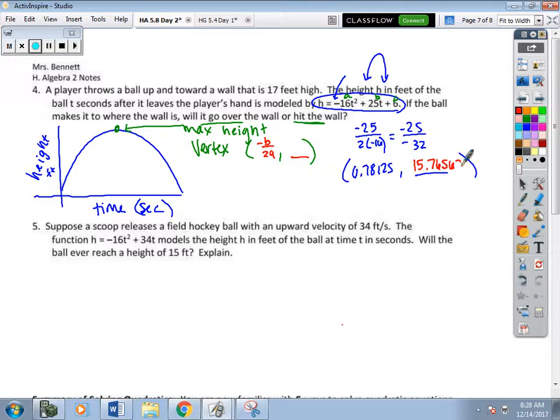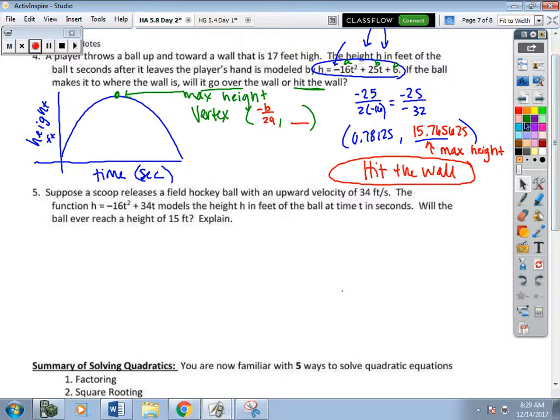5625. So that's our maximum height. It's the highest the ball's ever going to reach. So is it going to be able to go over a 17-foot wall? No, because it's never going to go higher than this. So it's not as high as 17 feet, so it's going to hit the wall. You're going to throw it up, and eventually it's going to hit the wall, either going up or coming down at some point, but it's not going to clear the wall.